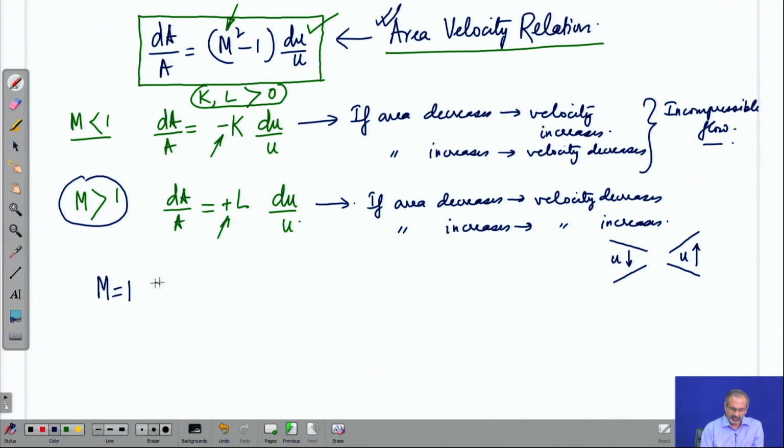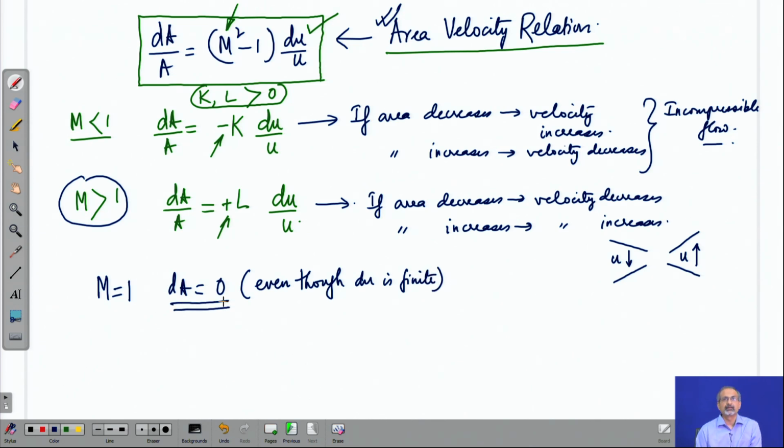What happens at Mach 1, that is sonic condition? dA basically becomes 0, that means the area is not changing, even though du is finite. Such a situation can still arise. So, if you look at the mathematics, it can mean both a maximum area or a minimum area, but in the physical world we see that it happens to be a minimum area situation only, which is permitted for the sonic condition.